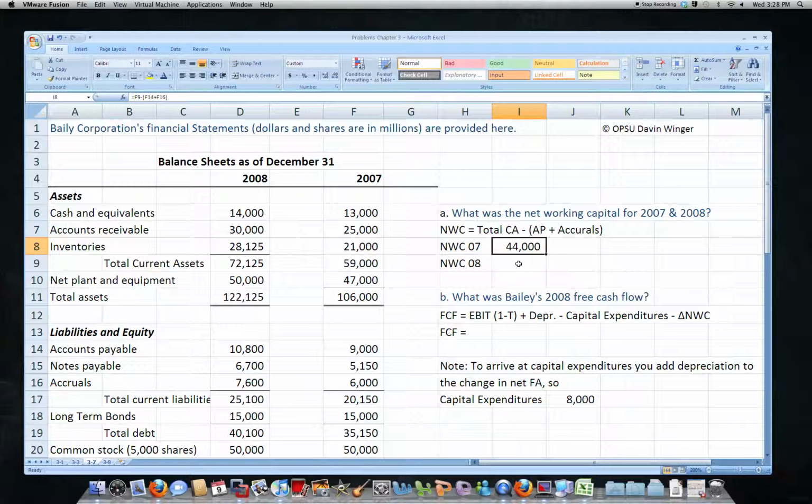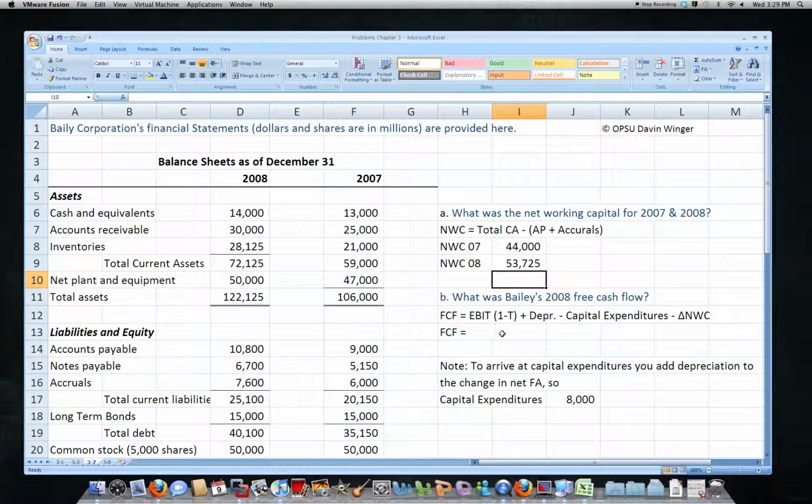So let's find our net working capital for 08. We write our formula, we'll say equals our total current assets, right here, minus our accounts payable plus accruals. And hit enter. And so that's our net working capital for 08.